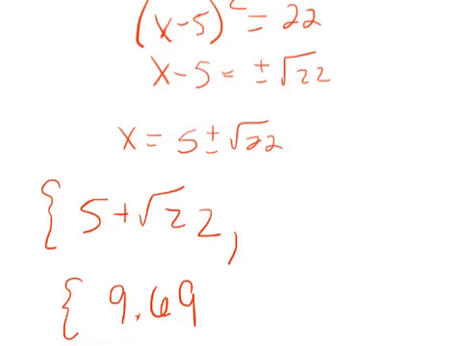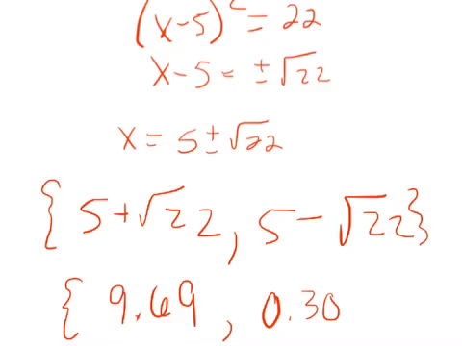Okay, and we're approximating. It's going to be 0.309. So, we have two answers for this problem, 5 plus root 22 and 5 minus root 22. And that seems to confuse students because they're like, well, I solved for x, it should be a number. This is a number, okay? It just happens to be some irrational number.